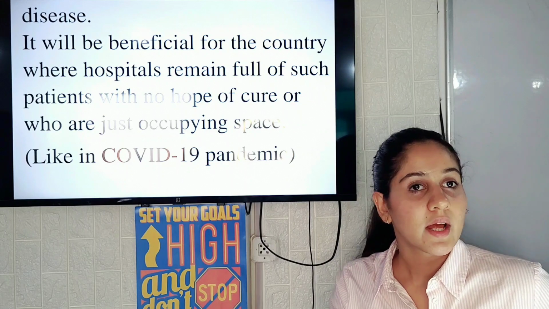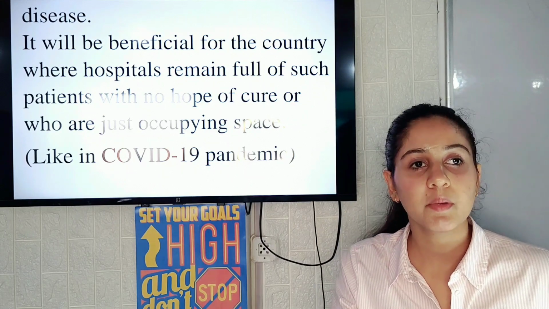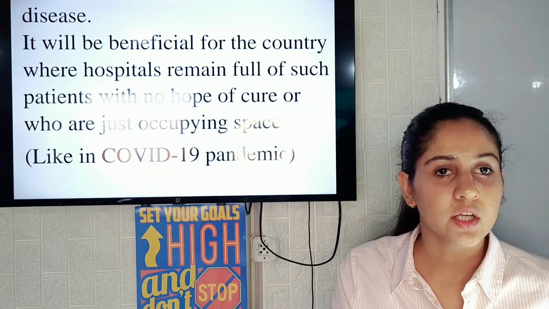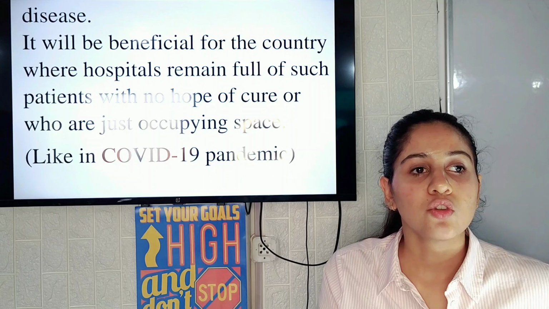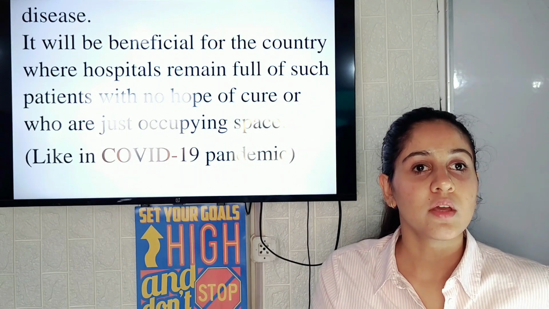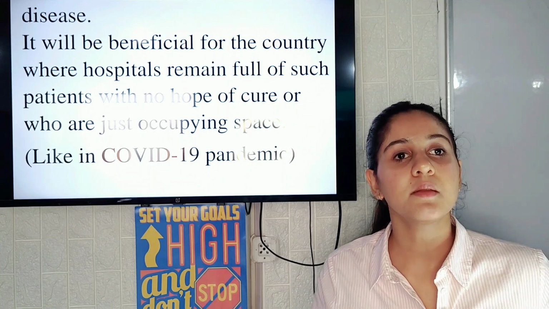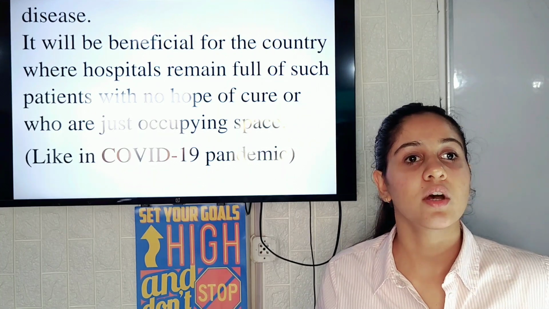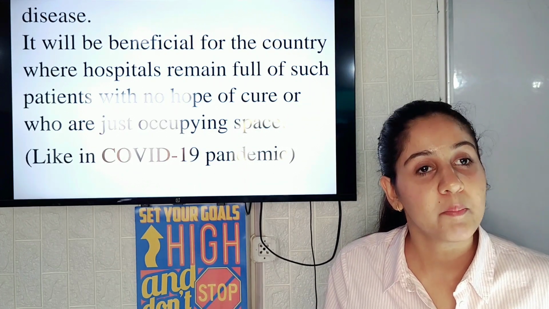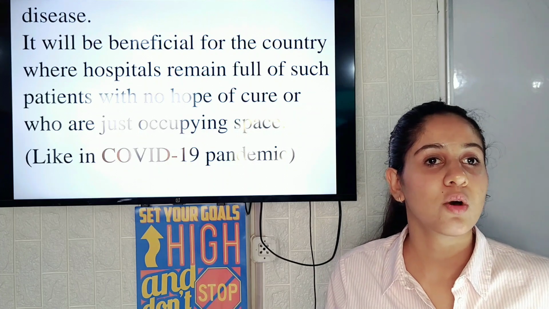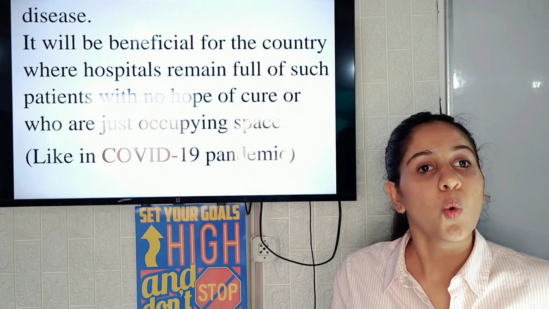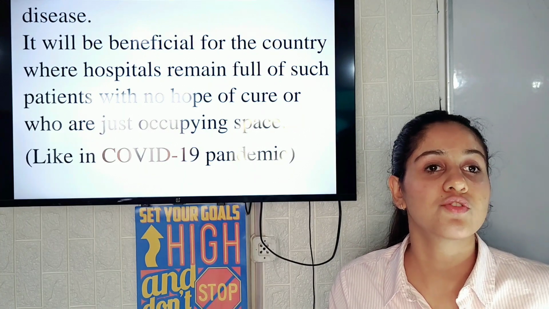Like in the COVID-19 pandemic. In the COVID-19 pandemic, hospitals mostly were not admitting old patients above 80 or 90 who were suffering from normal diseases and had no chances of cure. They were concentrating more on the COVID-19 patients who had better chances of cure, and the youth was also affected by COVID. So it's better to save the youth instead of spending money, time, and even hospital space on old persons. So it will be beneficial for the country.